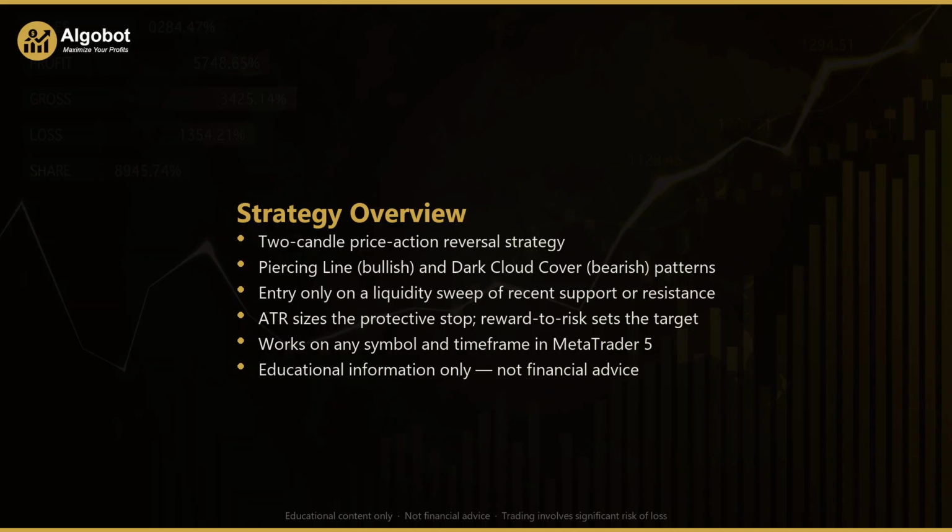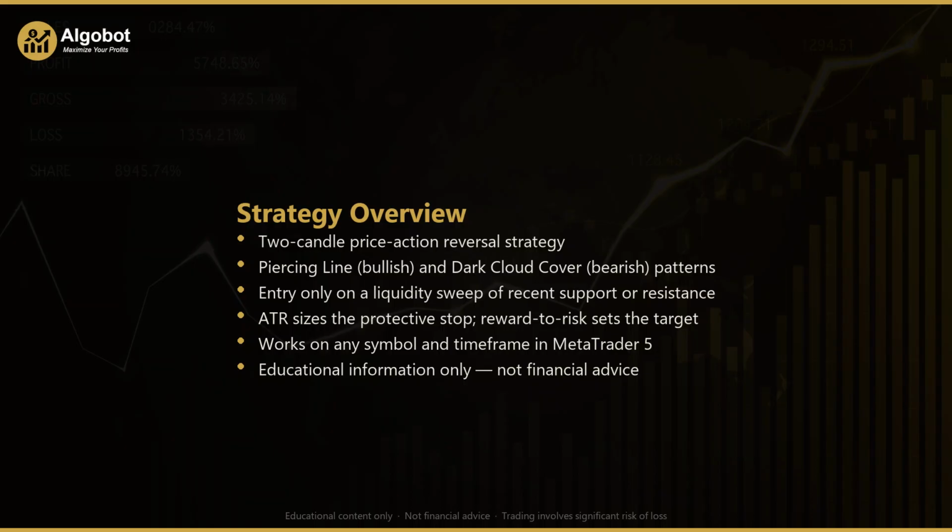The strategy looks for a very specific two-candle story. First, a strong drive candle pushes hard in one direction. Then the very next candle pushes even further, poking beyond a recent swing high or low, what many traders call a liquidity sweep or a stop run. But instead of continuing, that candle snaps back and closes through the midpoint of the previous candle's body. This partial recovery is the classic piercing line pattern when it happens at support, and the dark cloud cover pattern when it happens at resistance.